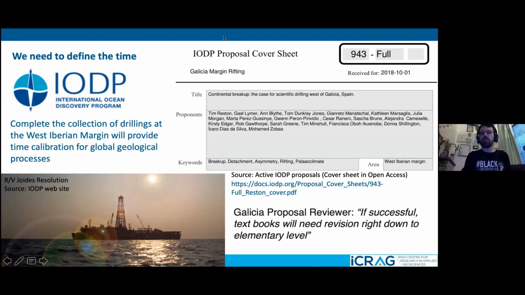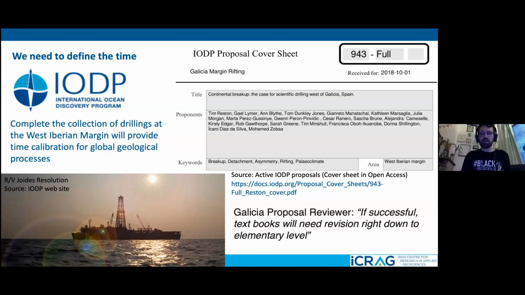And that was the purpose of this IODP proposal that we submitted in 2018 with Tim Reston and collaborators. And that proposal got positive feedback at every stage of review within the IODP. And it was in the hands of the JOIDES Resolution Facility Board in early 2020 when COVID started. And so I'm not sure what will be the future of this proposal now with the new round of IODP, which is about to start.